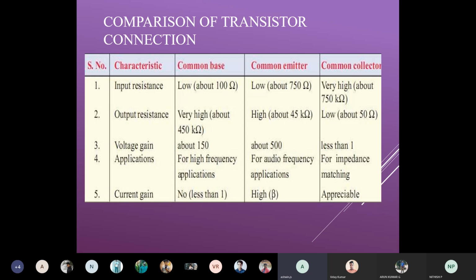If you go for the common base, the voltage gain is okay but the current gain is very less. If you go for common collector, voltage gain is less and current gain is moderate. So I prefer common emitter configuration for the majority of applications, in order to do the current amplification as well as the voltage amplification. Okay, so are all of you clear about this comparison?